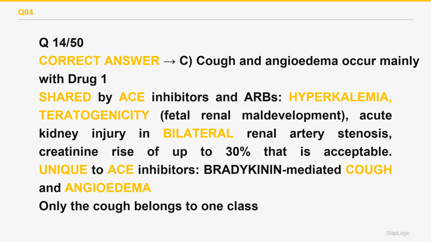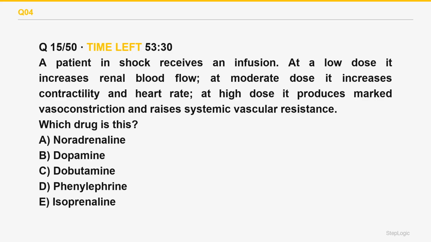If you see a cough on an antihypertensive, that leads to switching classes rather than adding a cough suppressant. Which drug is this? A patient in shock receives an infusion. At a low dose, it increases renal blood flow. At moderate dose, it increases contractility and heart rate. At high dose, it produces marked vasoconstriction and raises systemic vascular resistance.